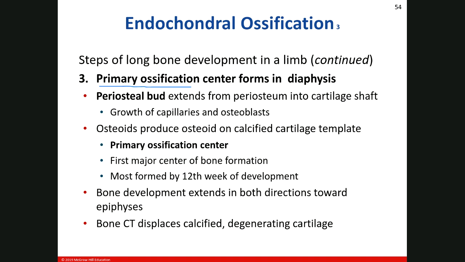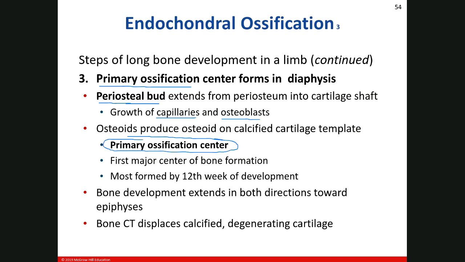Well, now we start to see these structures here, the periosteal bud. Basically, a periosteal bud is a blood supply, which are our capillaries, and our osteoblasts. So these periosteal buds are going to be carrying our bone building cells and a supply chain with the capillary blood flow. And this is going to occur throughout the whole diaphysis. The diaphysis is where we're going to find our primary ossification center.